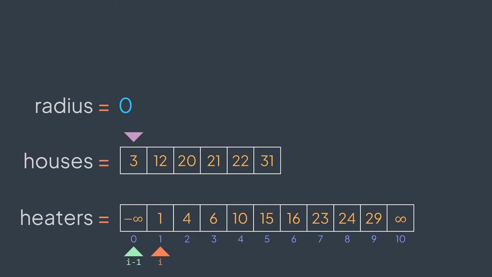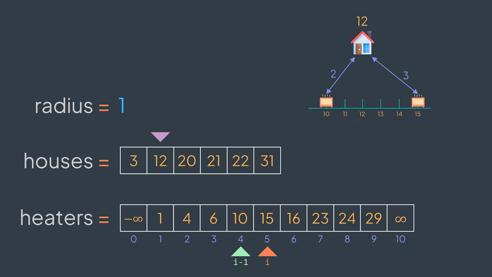The first house is 3 and the first heater is 1, smaller so we increment i. Now heaters of i is 4, greater, we stop. We found where house at position 3 belongs. The distances between house and heaters of i and heaters of i minus 1 are 1 and 2. The smallest one is 1, radius becomes 1. Next house is at position 12. We increment i, we increment i, we increment i, and we found the right position. Distances are 3 and 2, minimum is 2, it replaces radius.